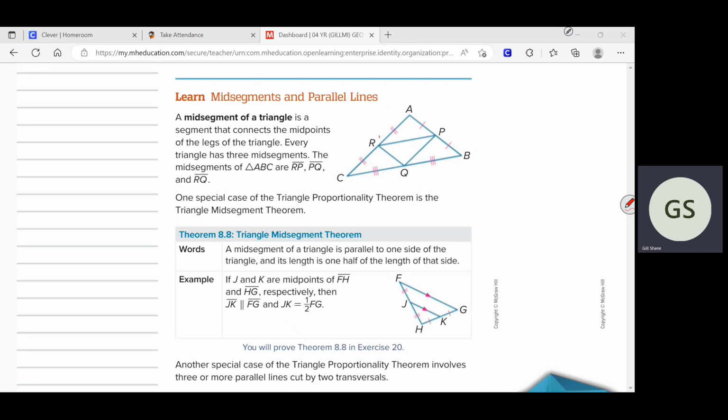If R is the midpoint and P is the midpoint, then RP is a midsegment. That's all a midsegment is. I drew a line from one midpoint to another midpoint. So they've drawn in every midpoint. They've said, well, let's make Q the midpoint down here, which means that is the midsegment. Because again, it's connecting two midpoints. And this is also a mid-segment.